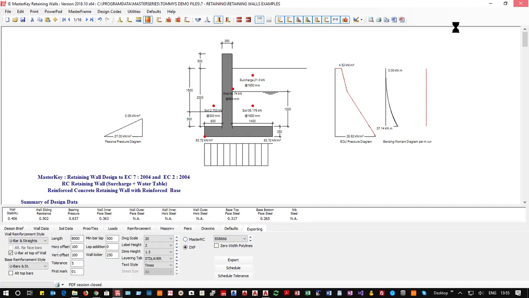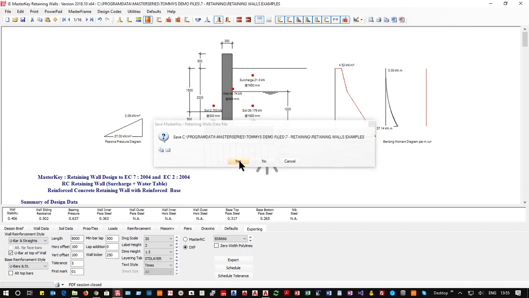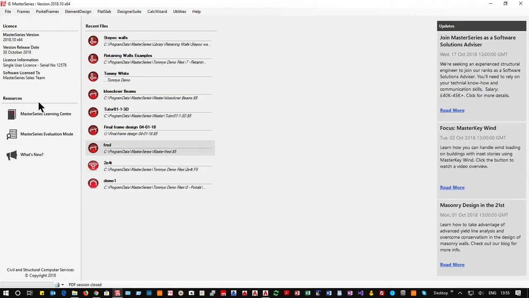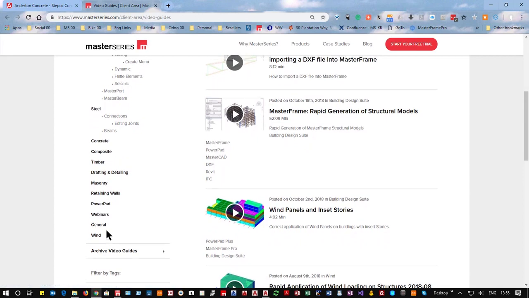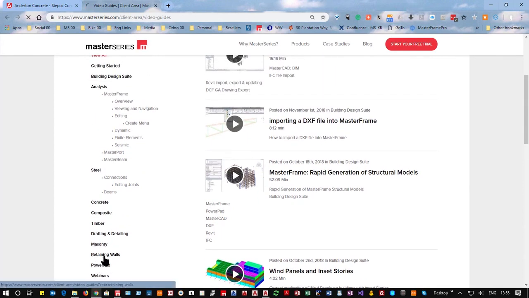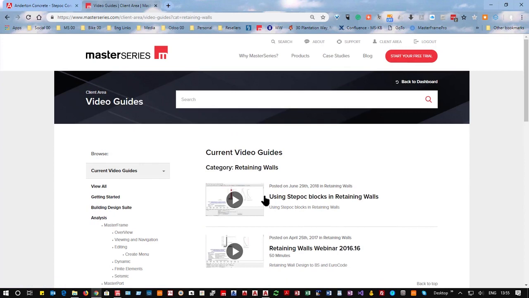One last thing, how do you learn the software? Well, we have the Learning Center. You can go in, if you're a registered user of the software, into the client area and look at the videos. If you're just trying the software, you can go to the Learning Center directly, and from that Learning Center, you can see all the different videos on all the different aspects of the software. And here's a couple on retaining walls, including one on exactly how to use your steephop walls, how to bring them in, how to even save them into the defaults.